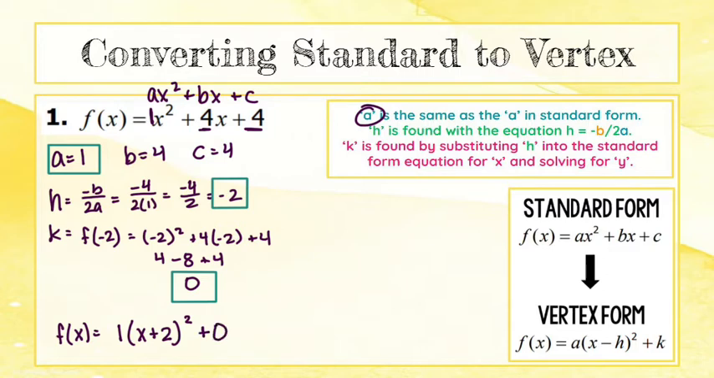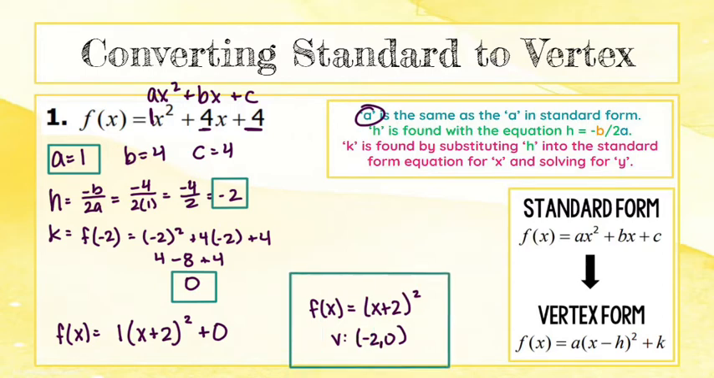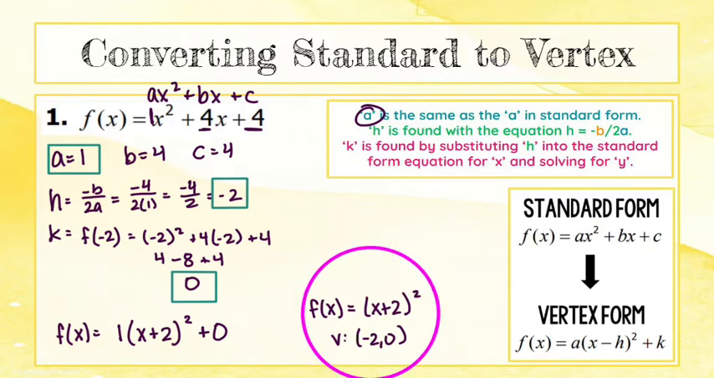So now what I want to do is make sure that we've written this in the most simple form possible. And when your coefficient is just a 1, we don't have to write that 1 there. So we just have x plus 2 squared, and then plus 0 is not changing anything, so we don't have to write that either. And the instructions also tell us to give the vertex. So we are going to say the vertex is h comma k. So our vertex is negative 2, 0. And that's your final answer. Let's use a different color. That's your final answer for number 1.